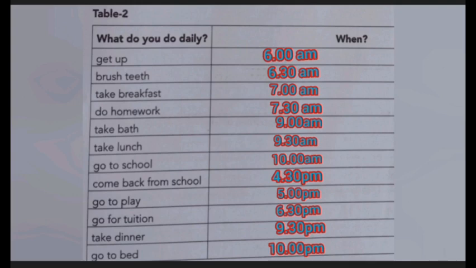When do you go to school? I go to school at 10 a.m. When do you come back from school? I come back from school at 4:30 p.m. When do you go to play? I go to play at 5 p.m. When do you go for tuition? I go for tuition at 6:30 p.m. When do you take dinner? I take my dinner at 9:30 p.m. When do you go to bed? I go to bed at 10 p.m.